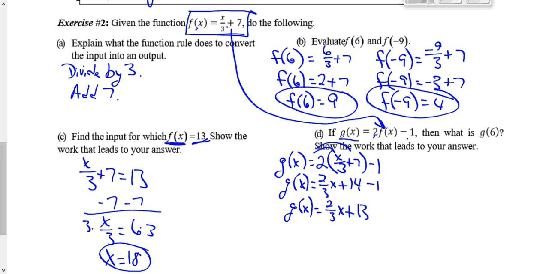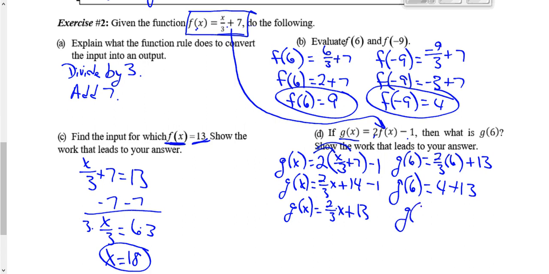Okay, so now we know what g of x is. Let's get g of 6. So g of 6 would be what? 2/3 times 6, plus 13. Okay, do 2/3 times 6. Remember, top number's multiplied, bottom one's divided. 4, right? Plus 13, which is 17. Okay?